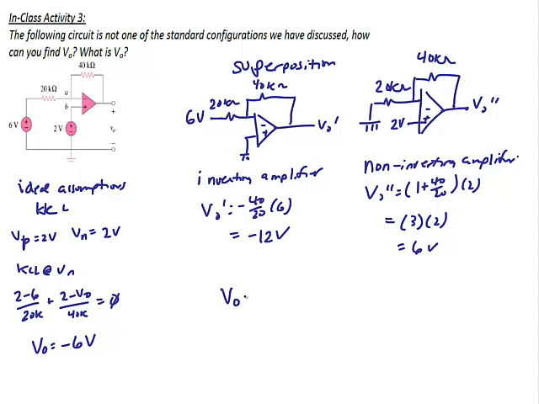So the output would be equal to VO prime plus VO double prime, which is -6 volts, the same as what we got before. So the thesis statement of this discussion is that even if you don't know what type of op amp you have, ideal assumptions, KCL, superposition always work.